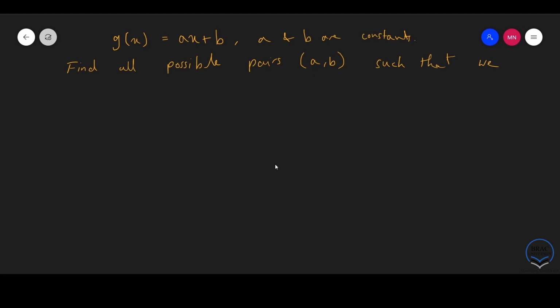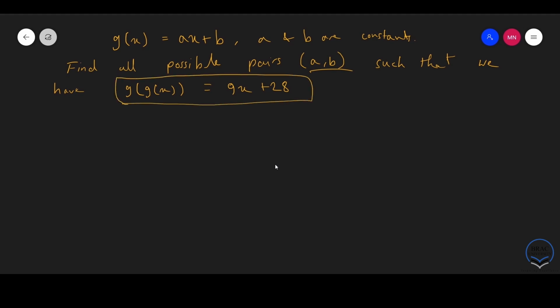we have g of g of x is equal to 9x plus 28. So we just have to find the values of a and b for which g of g of x is equal to 9x plus 28. The very first thing we can do is find the composition algebraically.